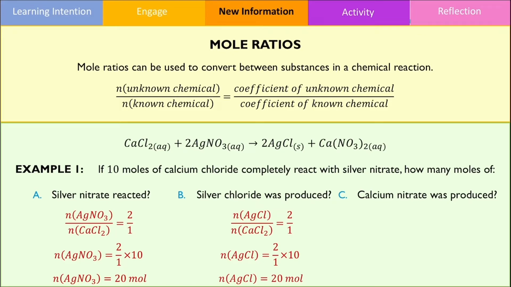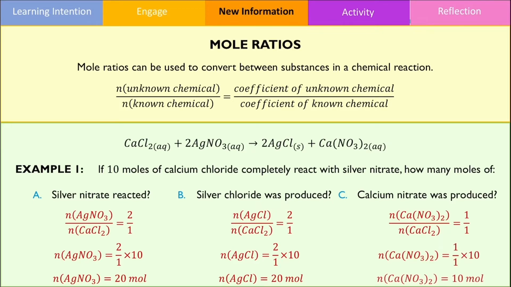For part C, calcium nitrate is the unknown, so we write it as the numerator. Based on the chemical equation, there's a 1-to-1 ratio between calcium nitrate and calcium chloride. Hence, the amount of calcium nitrate produced from 10 moles of calcium chloride is also going to be 10 moles.